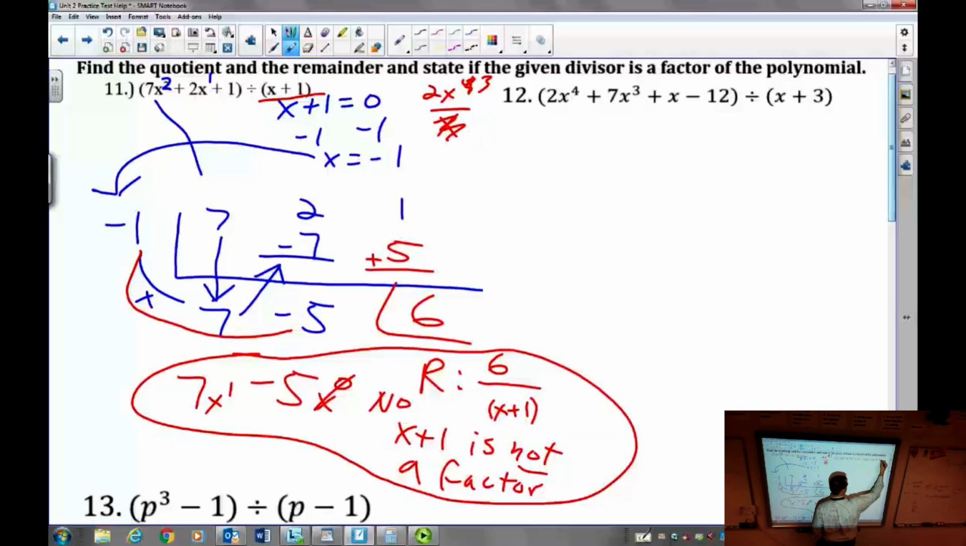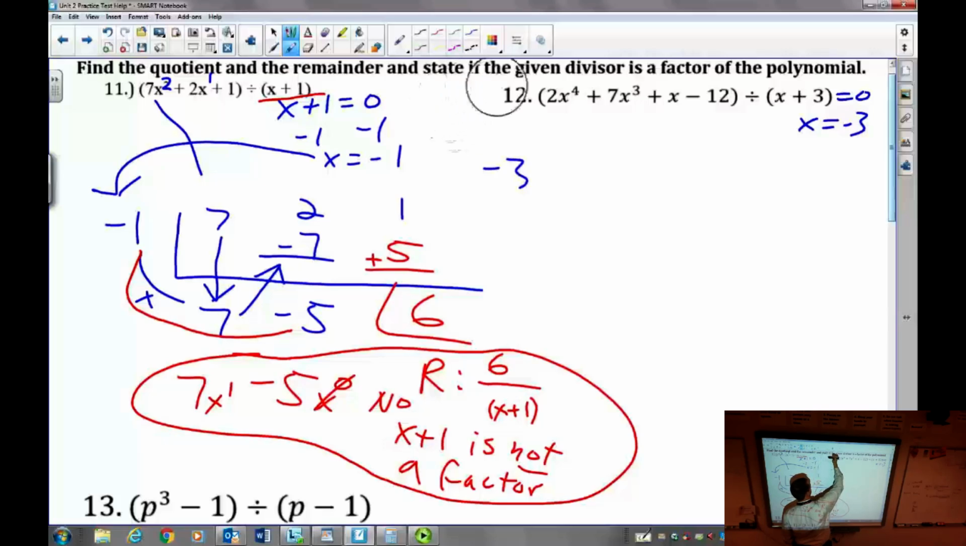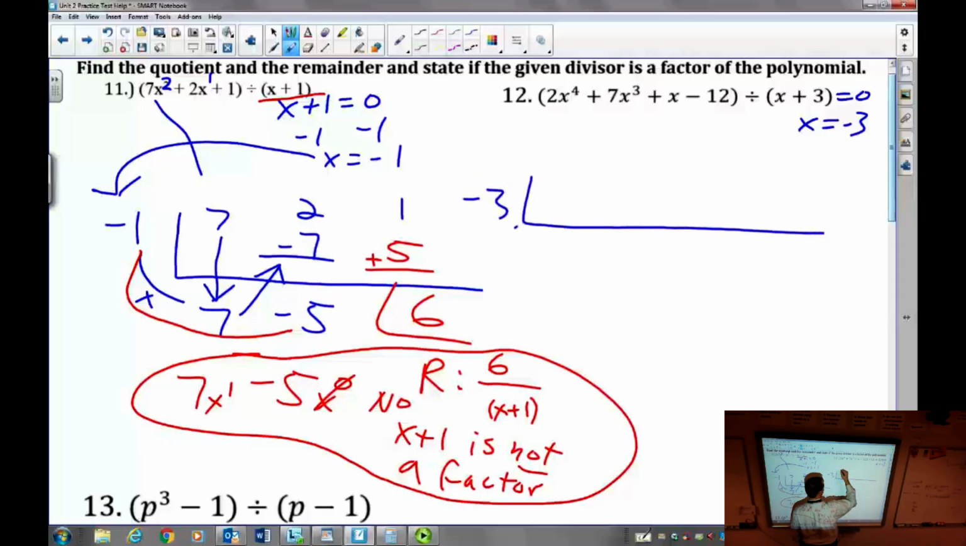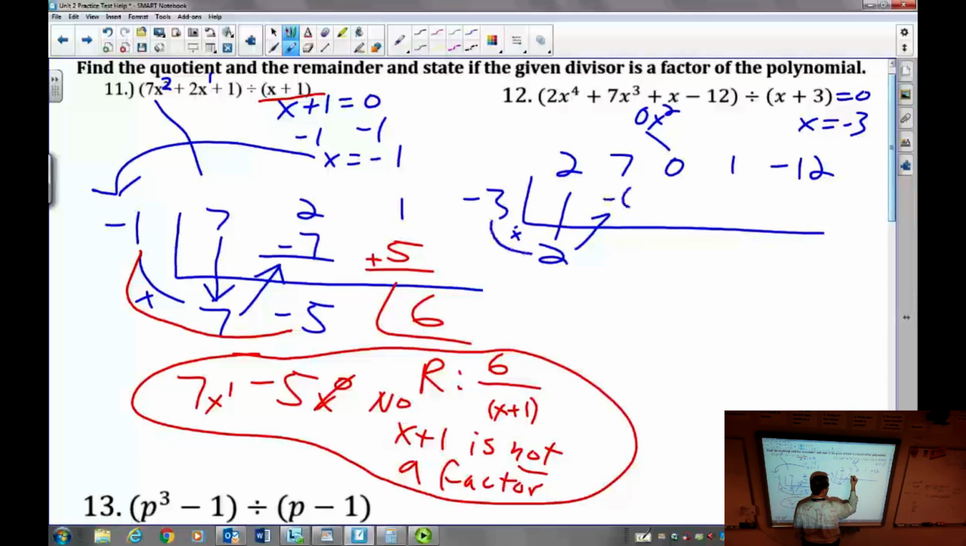So don't use positive 3 because we set it equal to 0, and so we get a negative 3. So we just put down the negative 3, and then we bring down, don't forget our placeholder this time. So we get the 2, the 7, missing a 0x squared, so the 0, the 1, the negative 12. Watch how fast this goes. Bring down the 2.